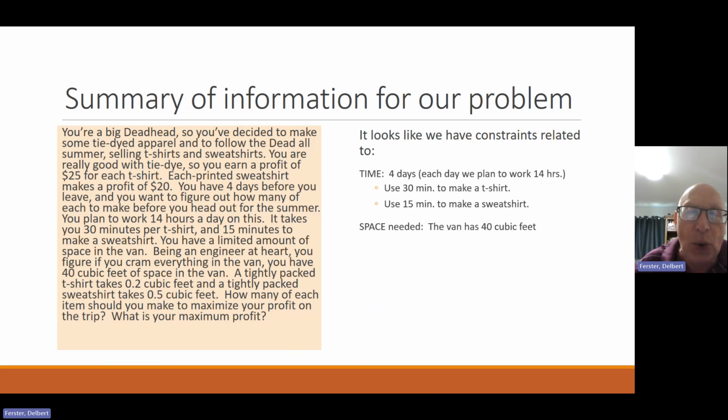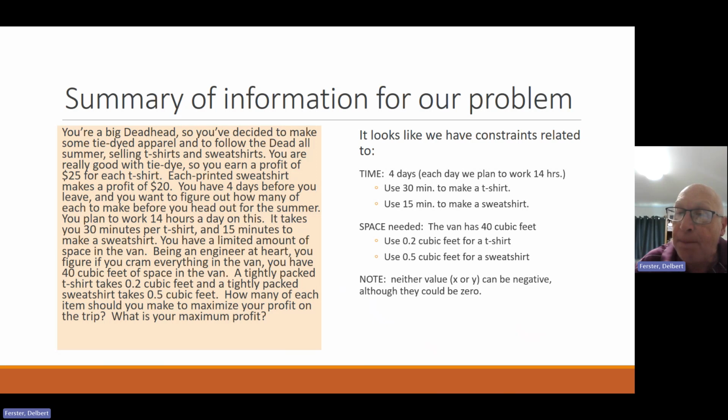All right, another constraint has to do with space. The van only has 40 cubic feet of space that we cannot exceed. And we happen to know that it takes 0.2 cubic feet for each t-shirt that we're going to pack, and 0.5 cubic feet for each sweatshirt that we're going to pack. And I put on the bottom there that we should make sure we understand that neither X nor Y can be negative. We either have some t-shirts or we don't. We either have some sweatshirts or we don't. There's no such animal as -5 t-shirts.